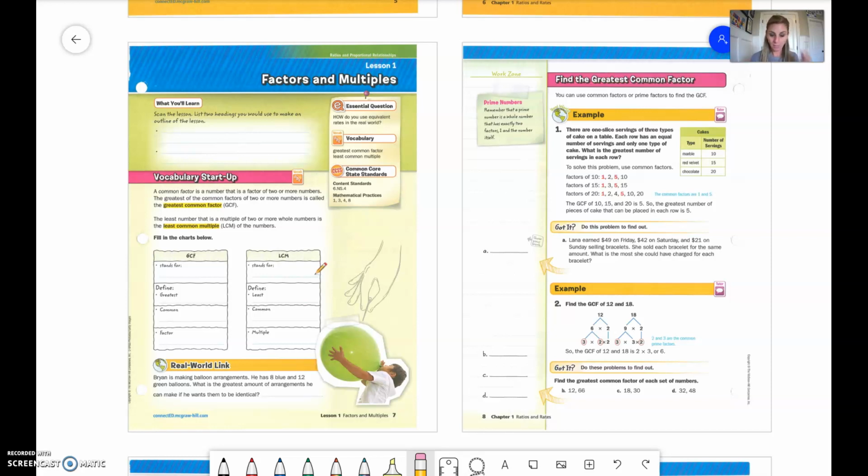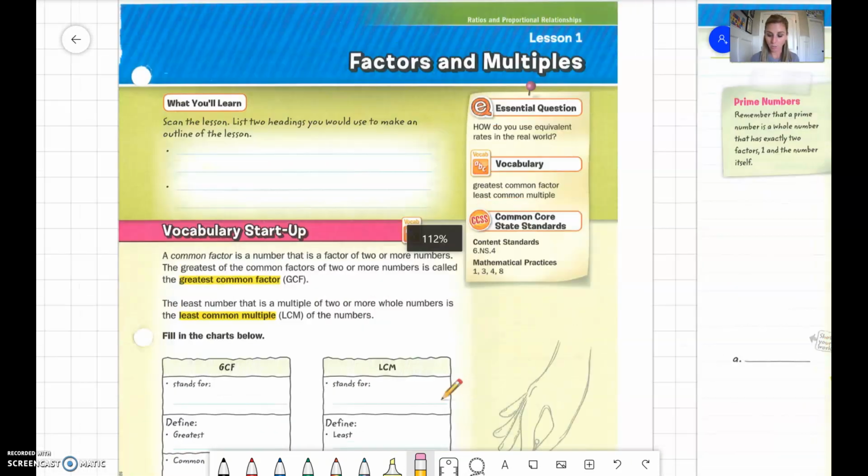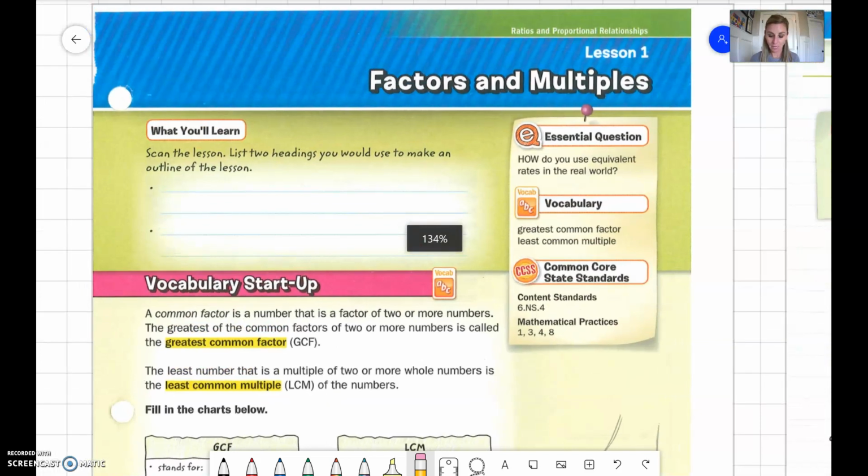So if you have your book, open to page 7. If you don't have your book, piece of paper and a pencil. And we're going to go ahead and get started. So you're going to see I'm going to zoom in and zoom out a lot, but we are actually going to start on page 7, and we are actually working on factors and multiples.